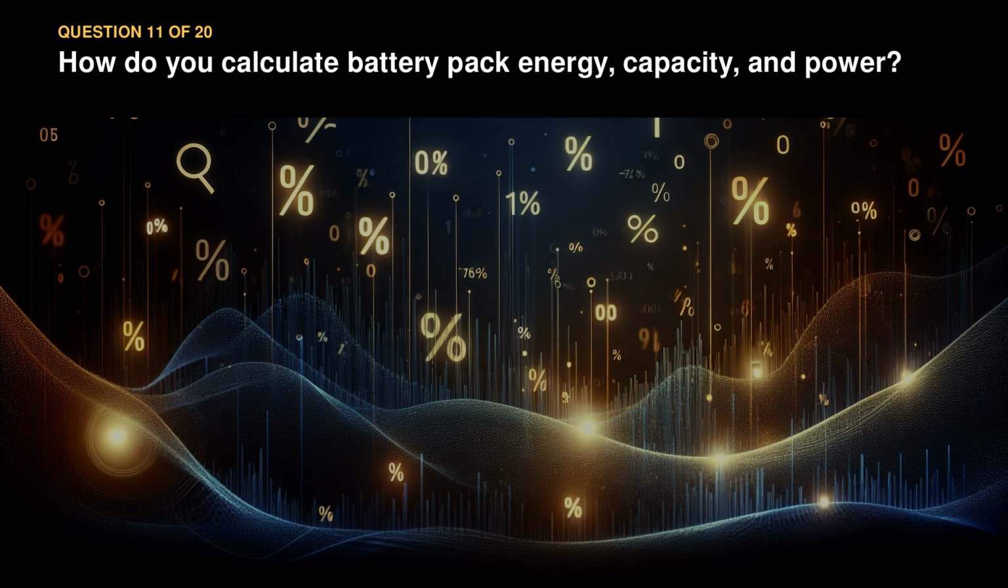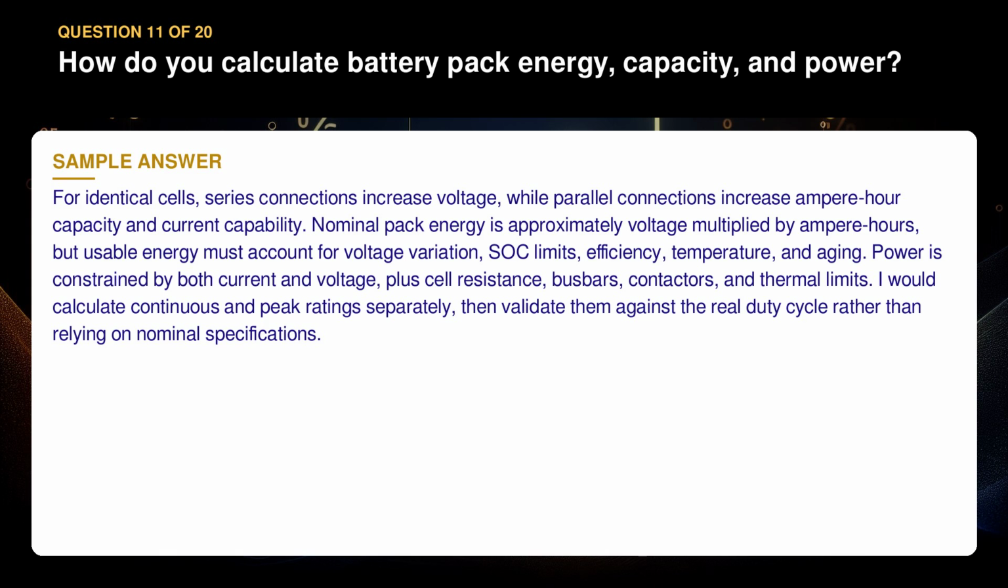Question 11. How do you calculate battery pack energy, capacity, and power? For identical cells, series connections increase voltage, while parallel connections increase ampere-hour capacity and current capability. Nominal pack energy is approximately voltage multiplied by ampere-hours, but usable energy must account for voltage variation, SOC limits, efficiency, temperature, and aging. Power is constrained by both current and voltage, plus cell resistance, busbars, contactors, and thermal limits.